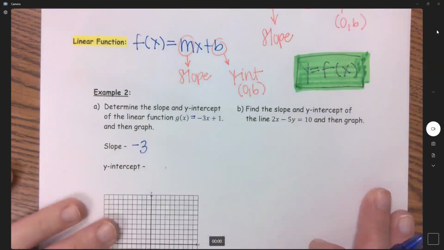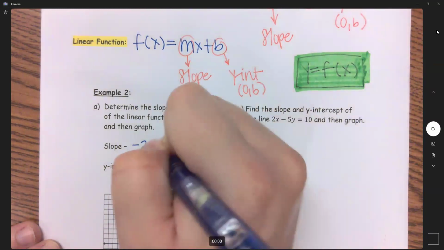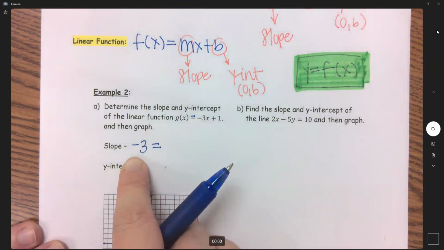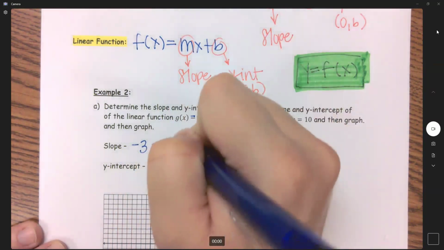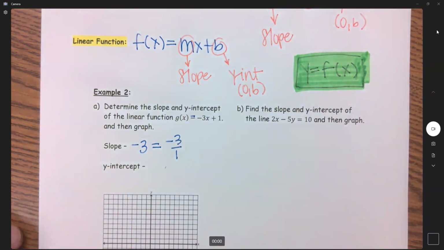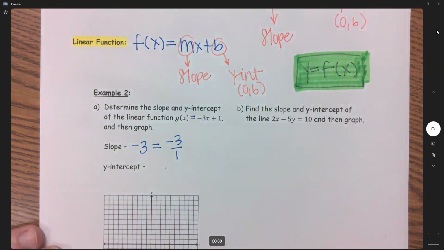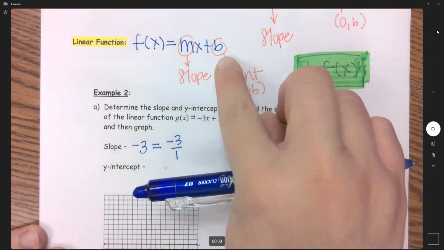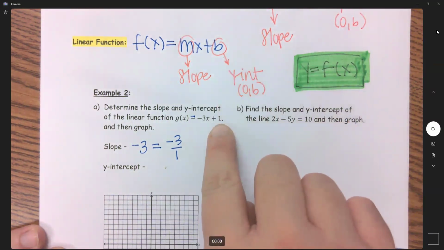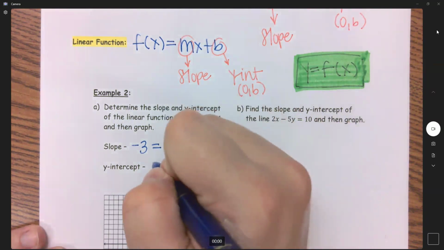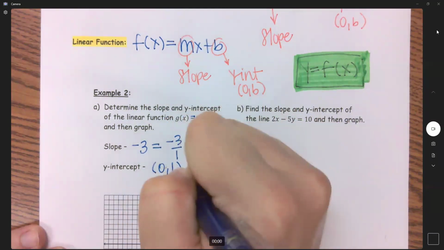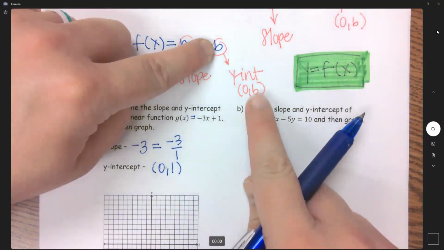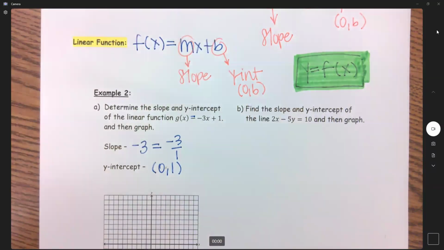Now we're going to end up graphing this, right? So we need to put this as a fraction so we know our rise over run. How do we turn negative 3 into a fraction? That's the same as negative 3 over 1. And then what is my y-intercept? My y-intercept is whatever doesn't have that x. So it is this 1. So if I put this as an ordered pair, this is 0, comma 1. Whatever this number is, that b is my y-intercept that goes in place of my y-coordinate.